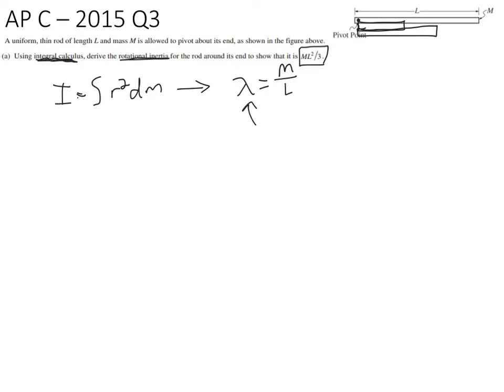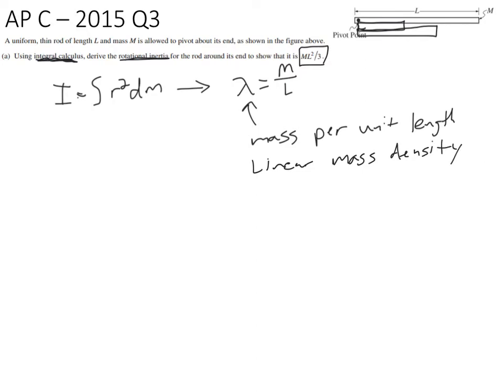So this is what's called the mass per unit length, or the linear mass density. Basically, it's like density, except only in the case of talking about the length of an object rather than the volume of the object. All right, so I can rewrite this as, for solving for mass, lambda L.